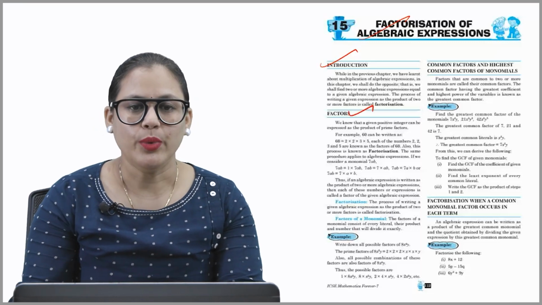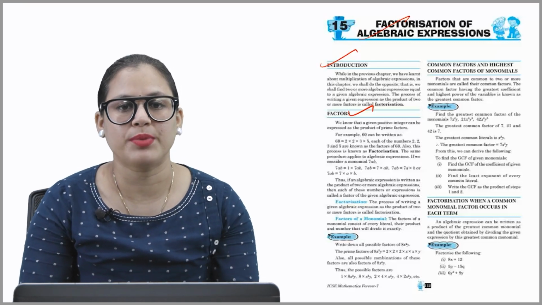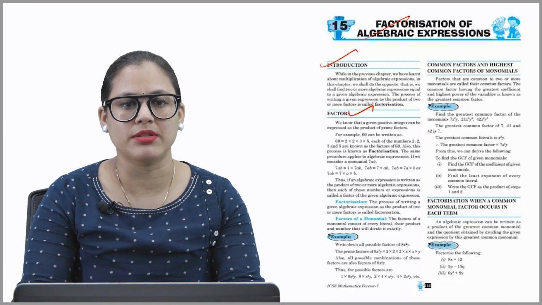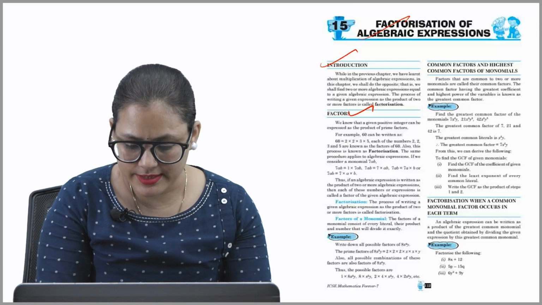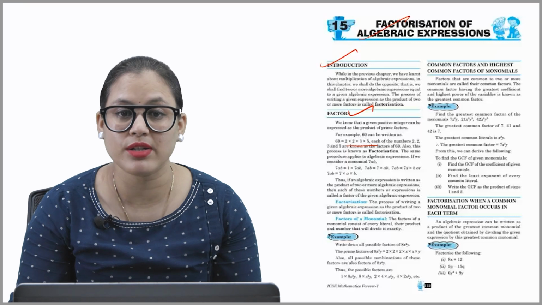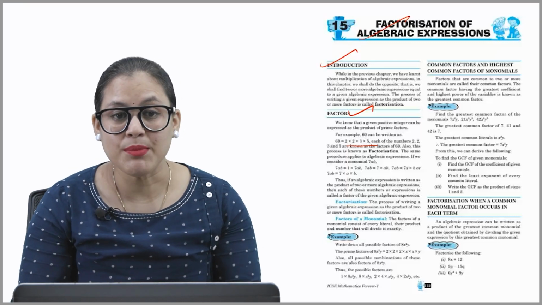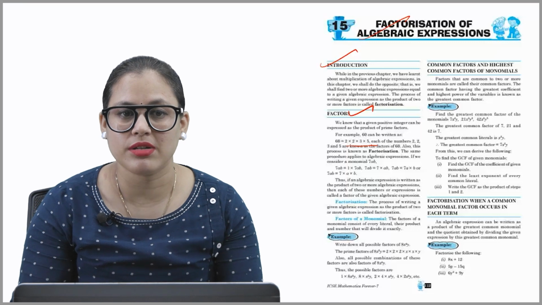We know that a given positive integer can be expressed as a product of prime factors. For example, 60 can be written like this. Each of the numbers, that is 2, 2, 3 and 5, are known as the factors of 60. Also, the process is known as factorization. The same procedure applies to algebraic expressions also.